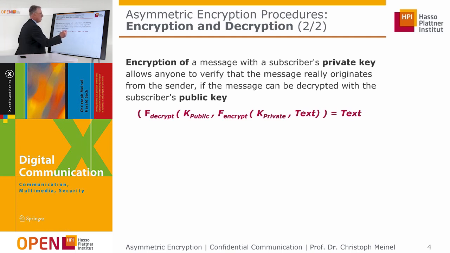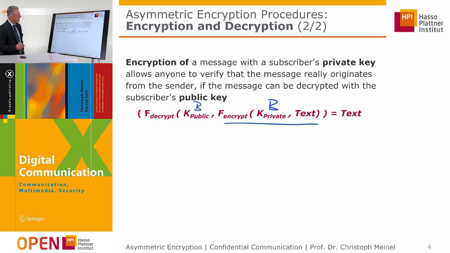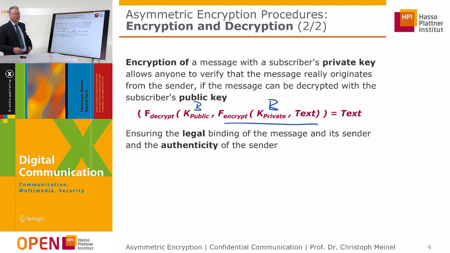Here Bob takes the private key and a text. This is encrypted, this is a ciphertext, and anyone who applies the decryption function with the public key of Bob gets back the text. So with this form of application, we can ensure the legal binding of the message and its sender. And in this way, we can prove the authenticity of the sender.